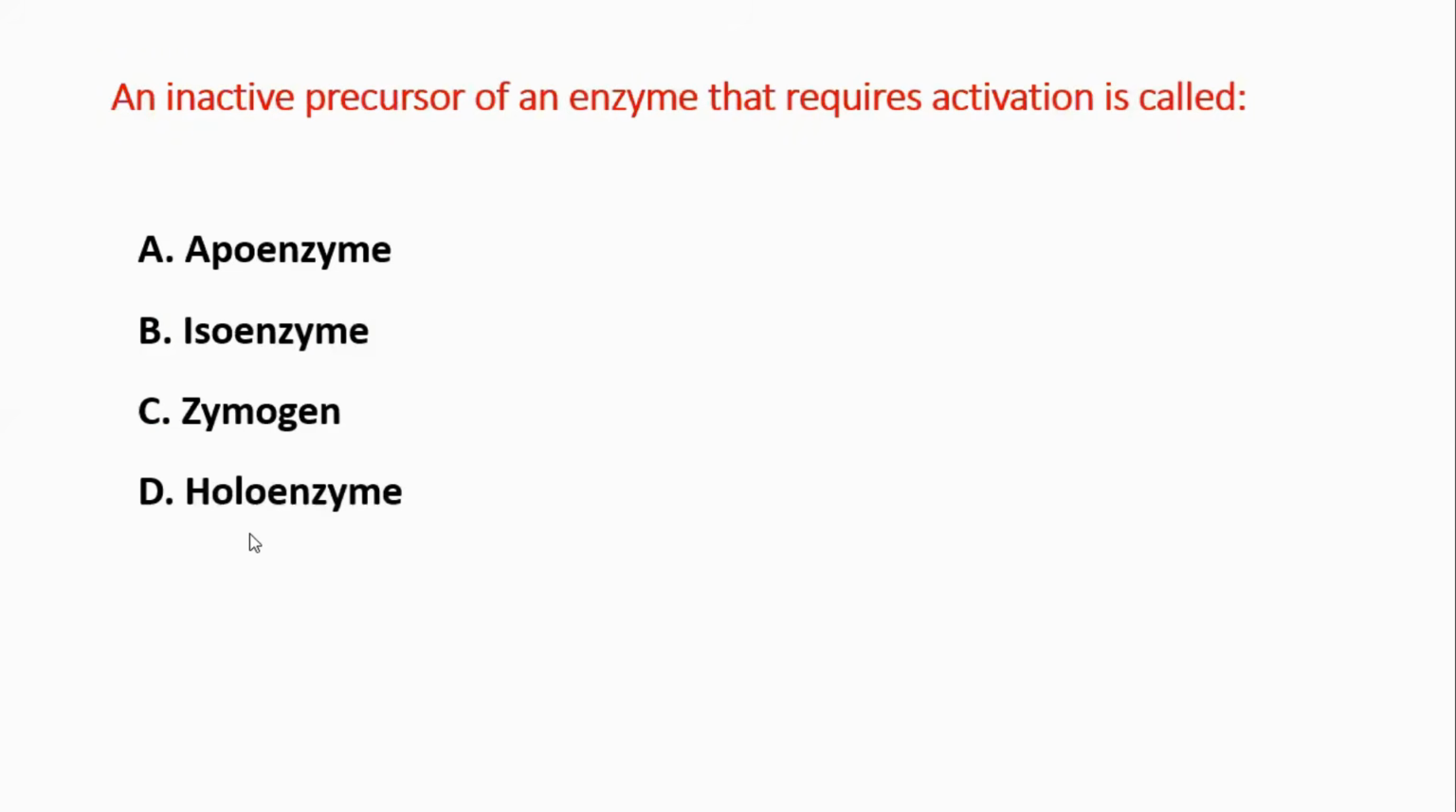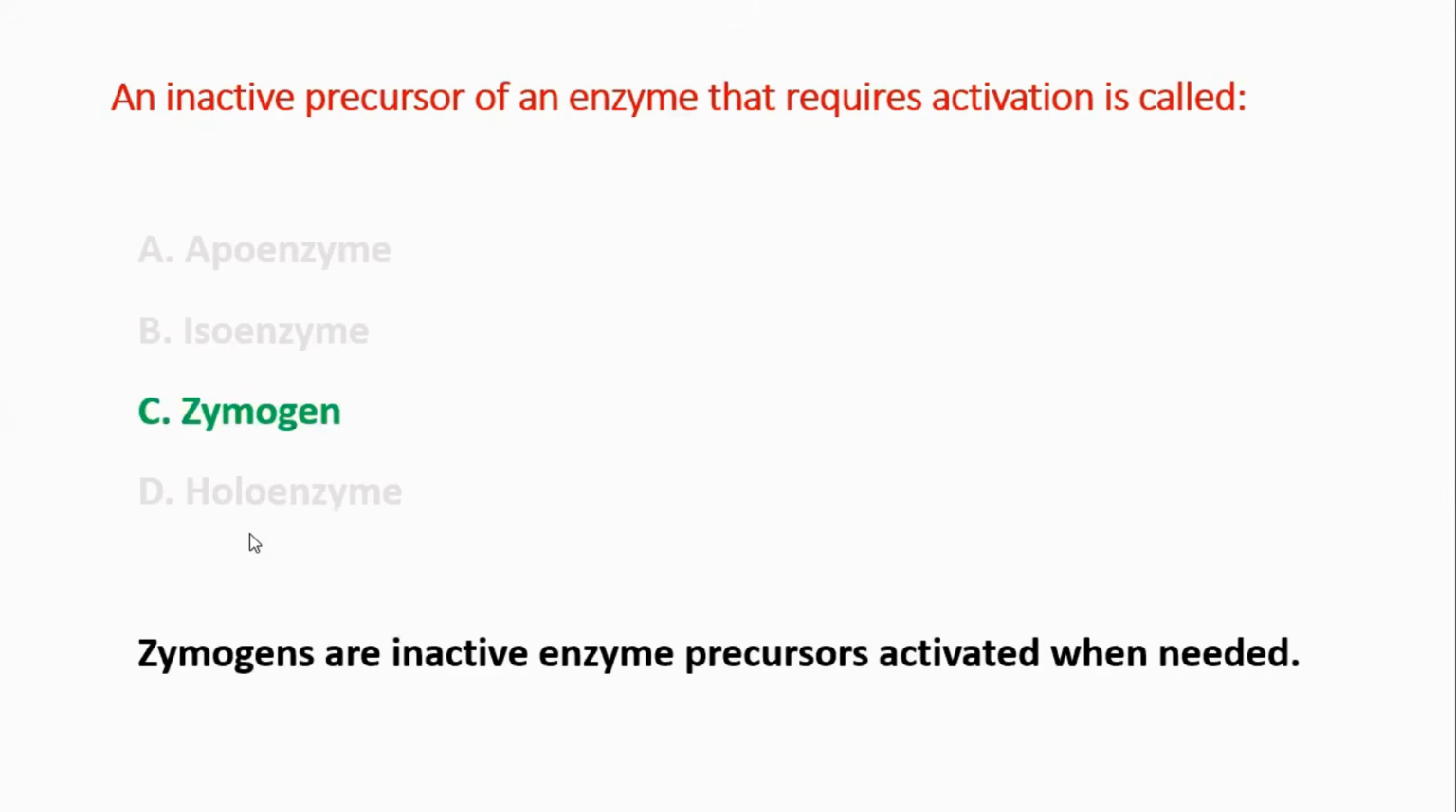An inactive precursor of an enzyme that requires activation is called: apoenzyme, isoenzyme, zymogen, or holoenzyme. Some enzymes are produced in an inactive form to prevent damage to the body tissues. What is the scientific term for such an inactive precursor? So the right answer is zymogen. Zymogens are inactive enzyme precursors activated when needed.